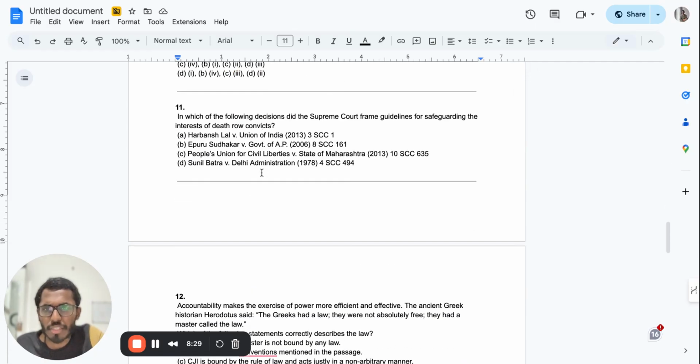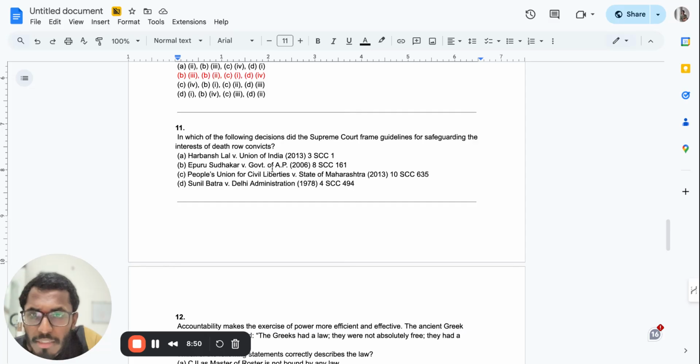Now, the 11th question is about what? In which of the following decisions did the Supreme Court frame guidelines for safeguarding the interest of death row convicts? So, safeguards for the death row convicts. What all other important guidelines were released in this particular case, I'll just discuss with you quickly. So first of all, this case was the Shatrughan Chauhan versus the Union of India case.